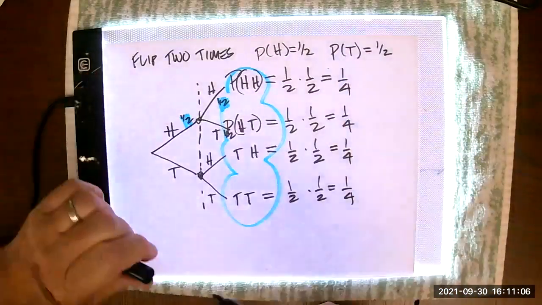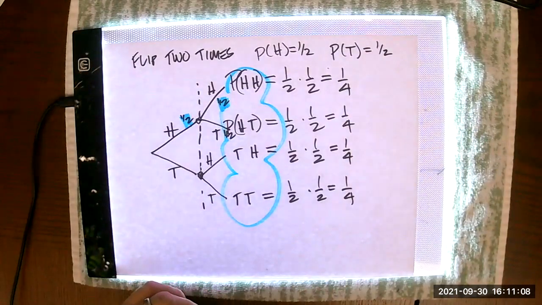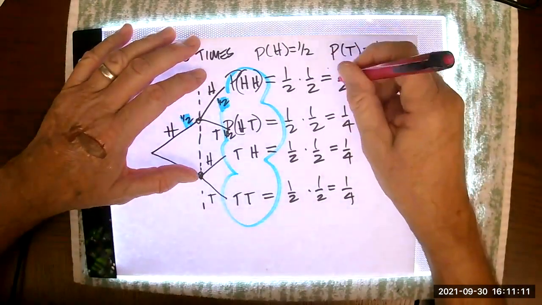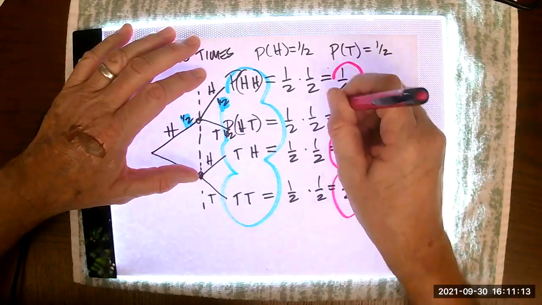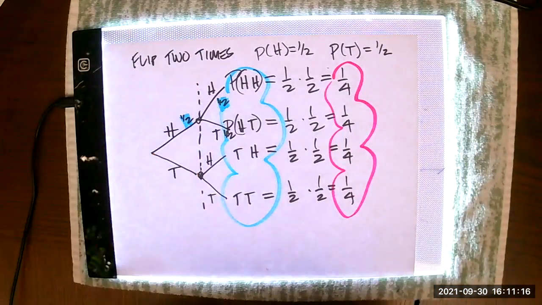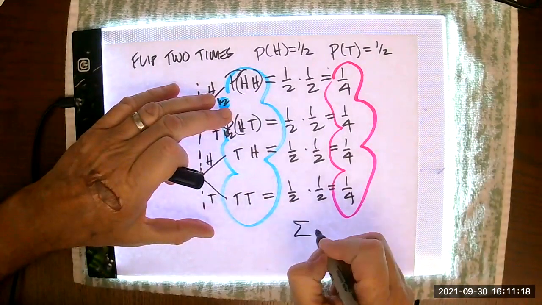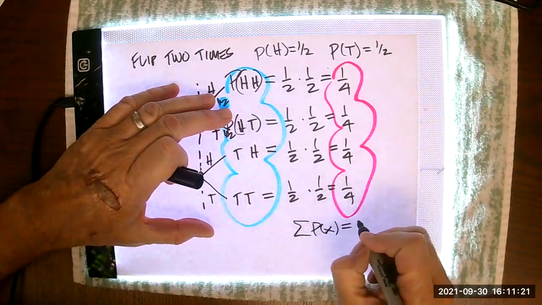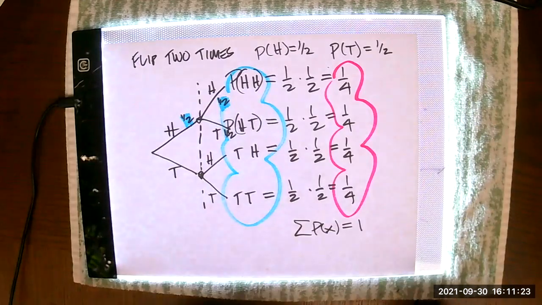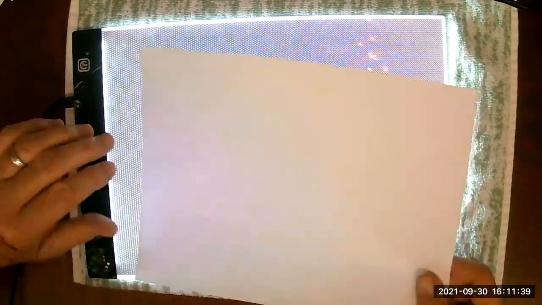I will point out that because we've got probabilities here, and this is my sample space, the sum of those probabilities is 1. 1/4 plus 1/4 plus 1/4 plus 1/4. So flipping a coin 2 times, you can see how you might want to use this. I'm going to do this one more time for 3 coins. And at that point, we can understand why the process is very limited.